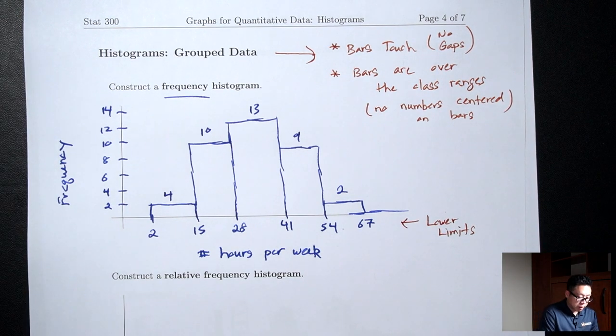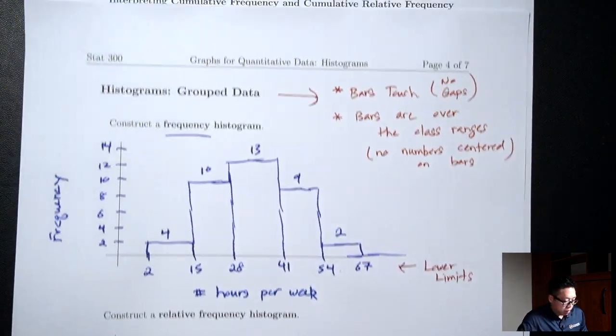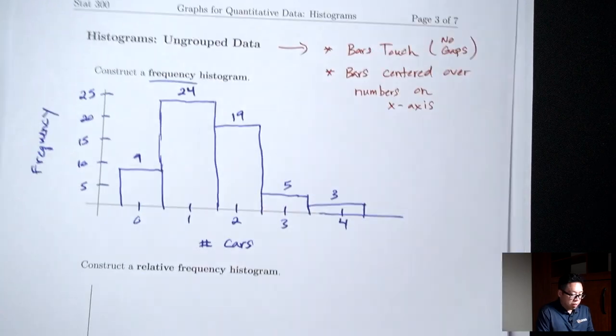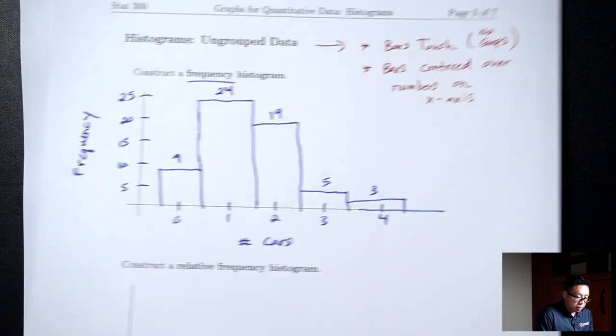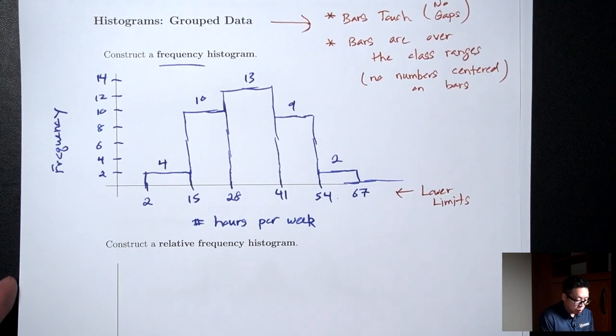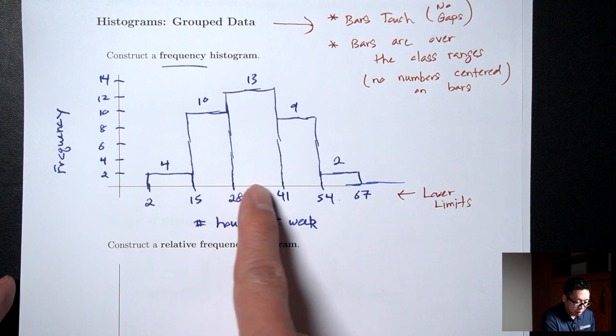Okay, so make sure you understand the difference between these two situations. The situation for ungrouped data, where you have the numbers at the center of the bars, and the situation for grouped data, where you have the bars over a range and you don't have any numbers at the center of the bars.